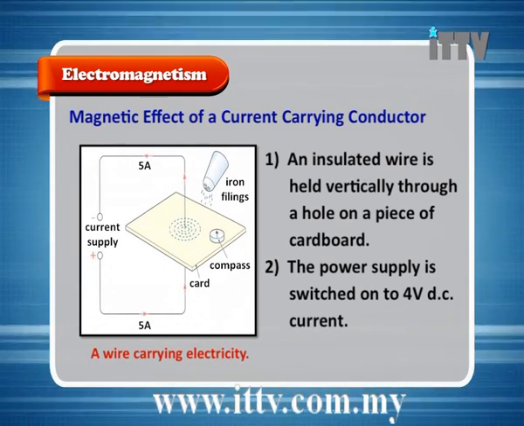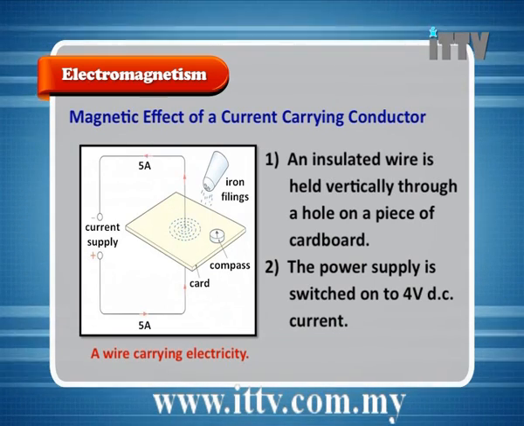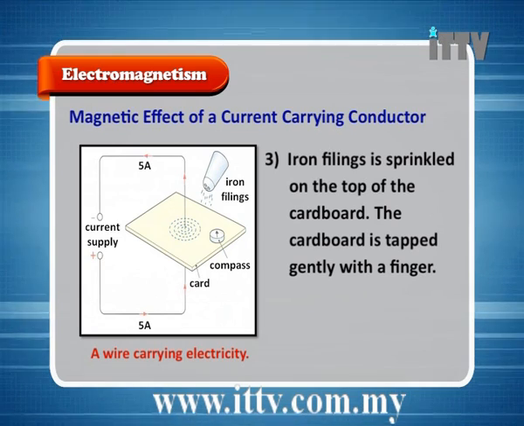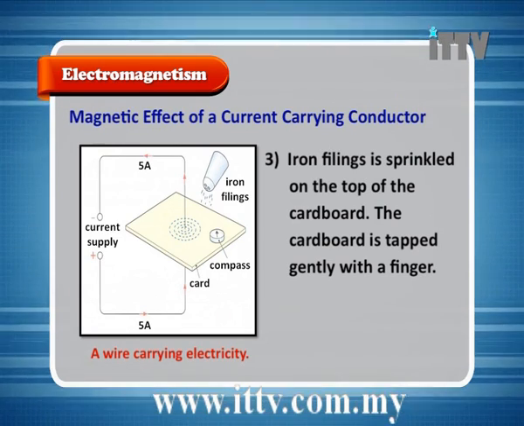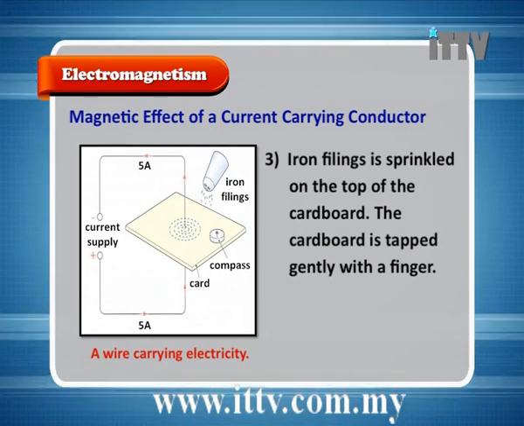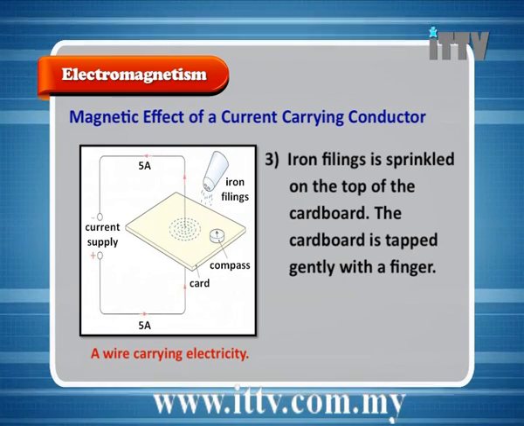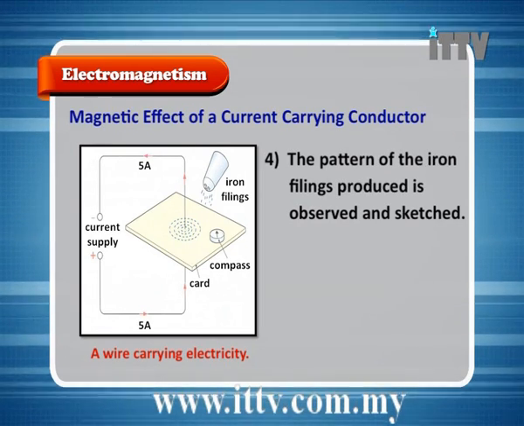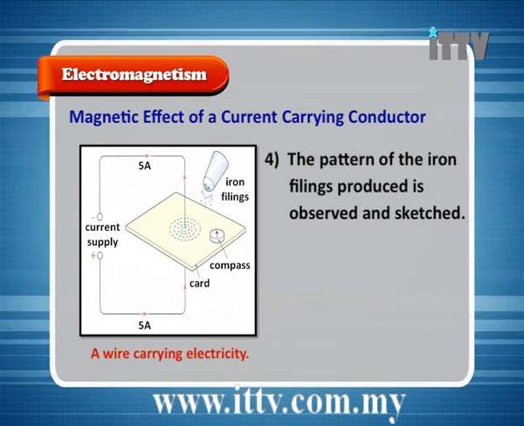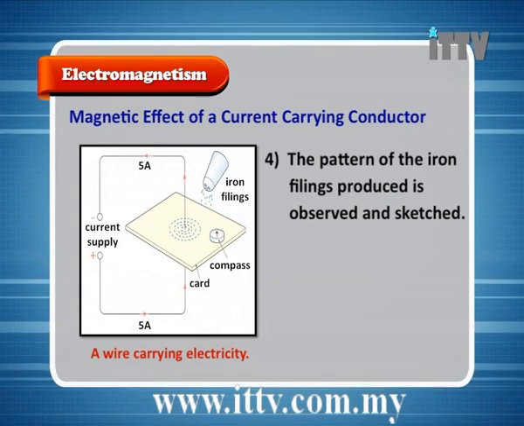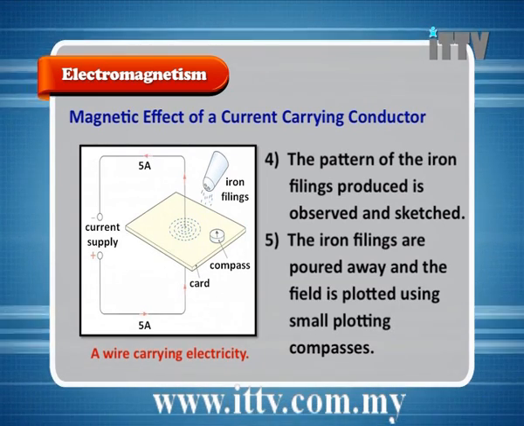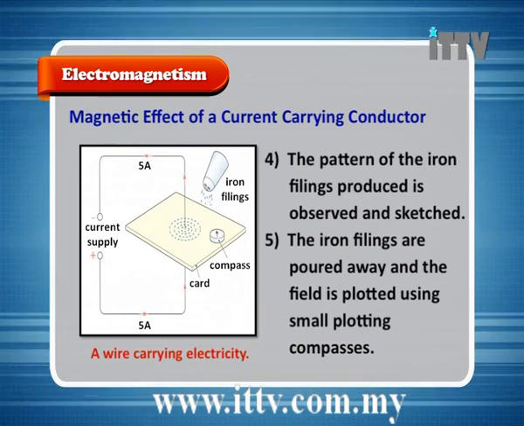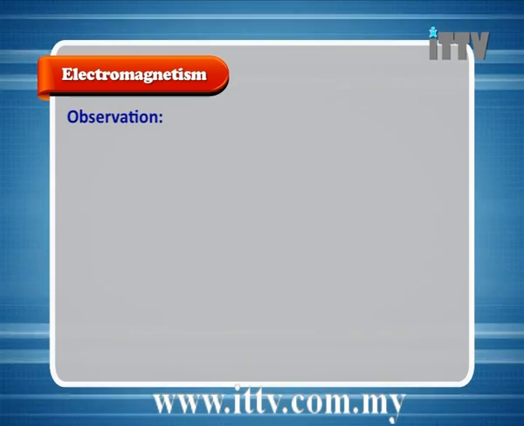The power supply is switched on to 4-volt DC current. Iron filings are sprinkled on the top of the cardboard. The cardboard is tapped gently with a finger. The pattern of the iron filings produced is observed and sketched. The iron filings are poured away and the direction of the field is plotted using small plotting compasses.